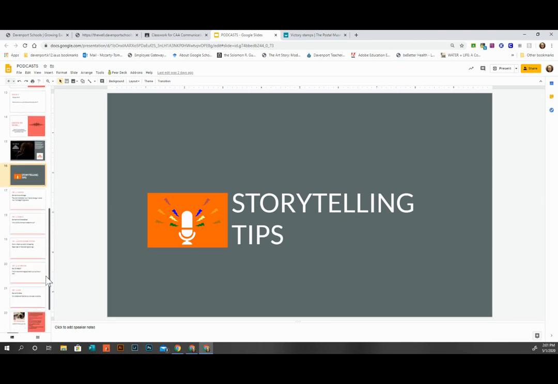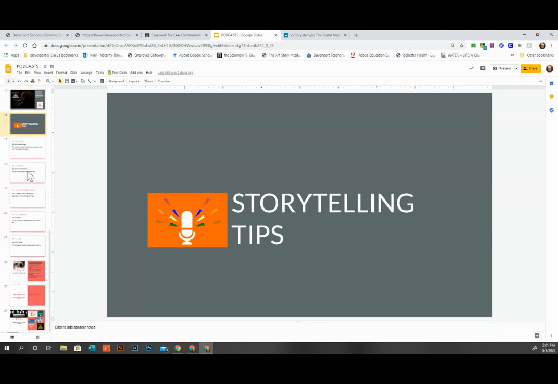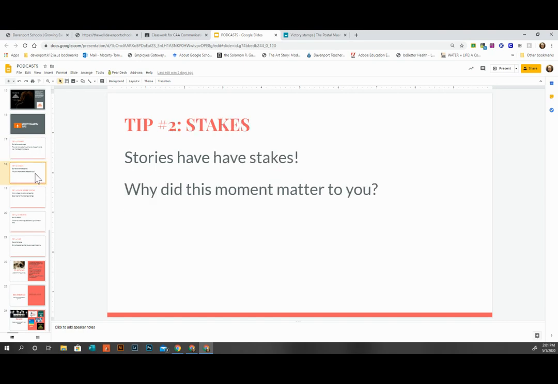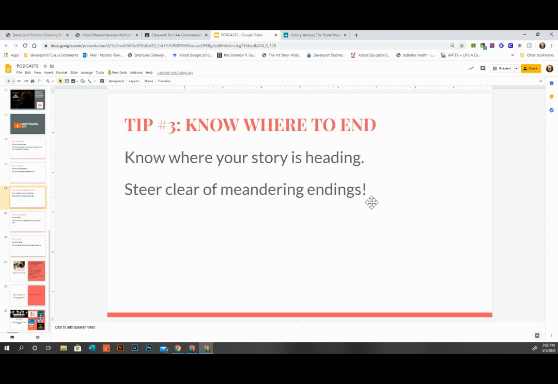And then there's some storytelling tips that you really want to think about when you're telling a story, okay? The first thing is that stories have a change. So the main character, which is probably going to be you, has to change in some way from the beginning to the end. Stories have stakes. So something about this moment mattered to you. Tell us why.